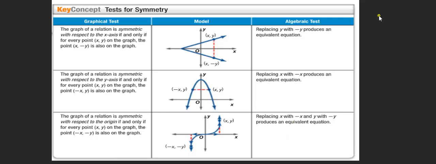Let's see some examples. If you look at this example, the graph x minus y squared equals 1. This is not a function. However, this graph looks symmetric with respect to the x-axis because if you fold it along the x-axis, the graphs will overlap. And if that is true, if (x, y) is on the graph, that means (x, negative y) should also be on the graph.